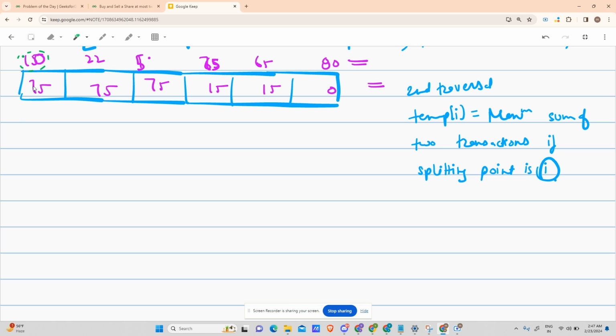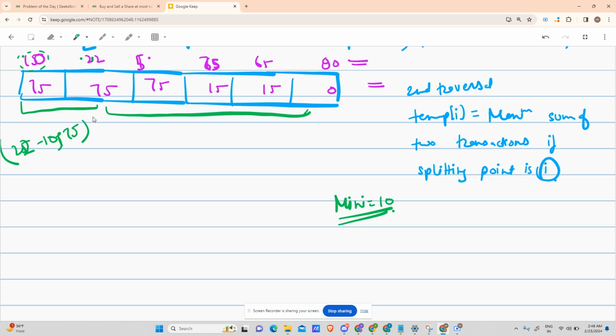I will see the minimum here is 10. In the first case, I was keeping a count of the maximum. Now we'll keep a count of the minimum. So my minimum is 10, right? Now I will go here. I will say a transaction possible is 22 minus 10, and the sum of this, so 22 minus 10 plus 75, can be the maximum. This can be the sum in this subarray plus this subarray. Now, if it is greater than this value, then update it. I will see 22 minus 10 plus 75 will give me 87. It is greater than 75, so I will change it to 87.